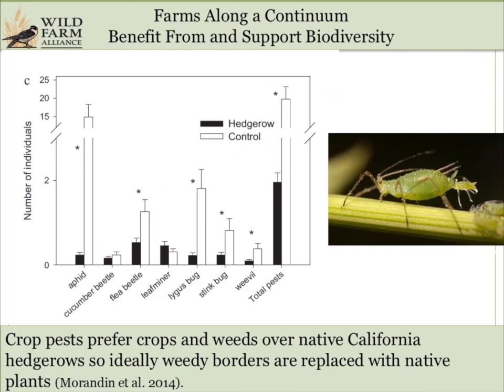You might think that having all these native plants means you have all these pest insects, and is that okay? I mean, farmers, there's lots of pest insects out there. Well, in this research, they looked at what are the insects that are living on California native plant hedgerows. And while there are pest insects, there's a lot of beneficial insects that help to control the pest.